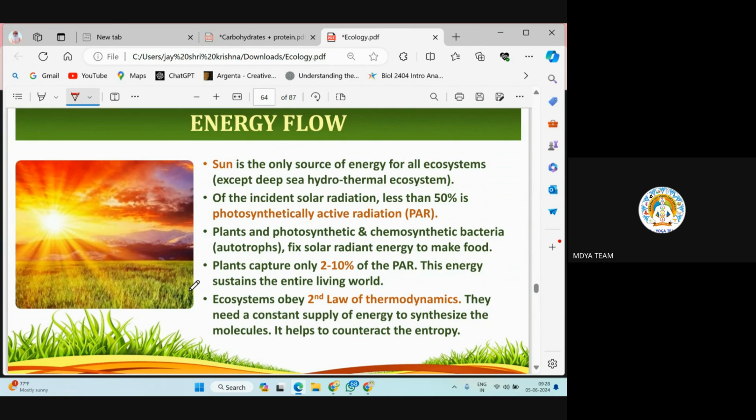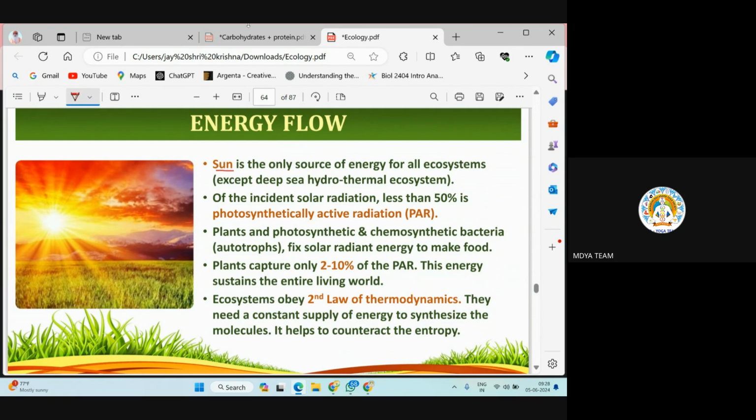Okay, next is energy flow. So energy flow is also important in an ecosystem. Sun is the only source of energy for all ecosystems. As I already told you, the energy is only coming from the sun. And the sunlight that is coming from the sun is not photosynthetically active, meaning plants cannot use all the sunlight coming from the sun. As I already told you, in sunlight, UV rays and some harmful rays are also there. So plants cannot use all the sunlight.